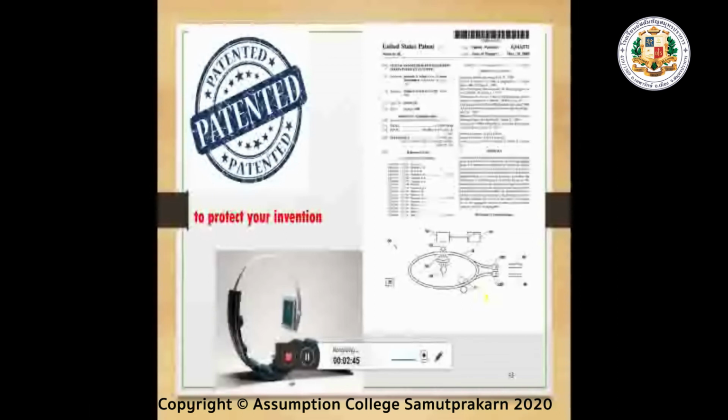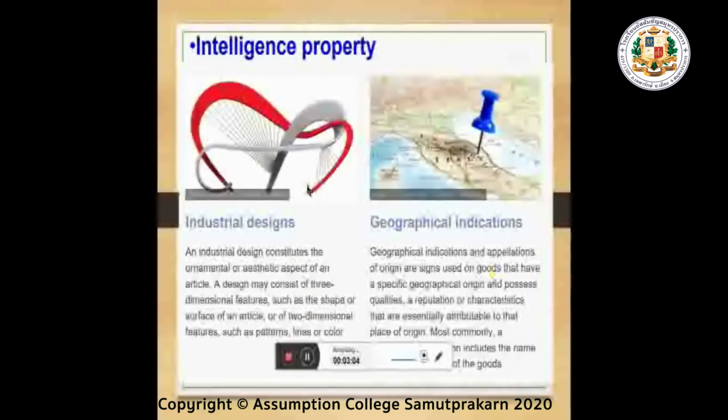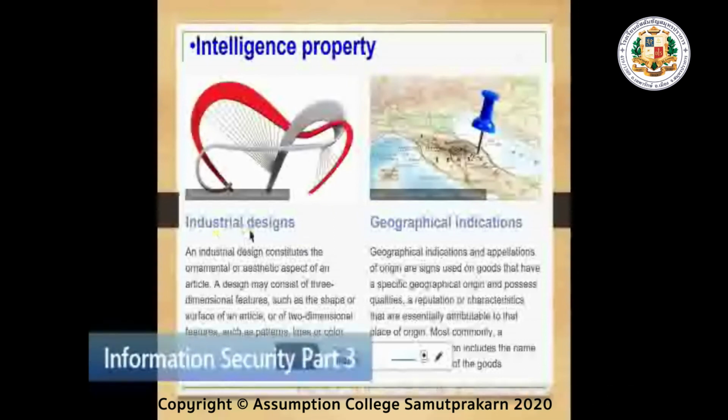So owning a patent will give the person the right to stop other persons from making or selling his original invention, especially without permission. And then here are other kinds of intellectual property. Some will use industrial designs and geographical indications.